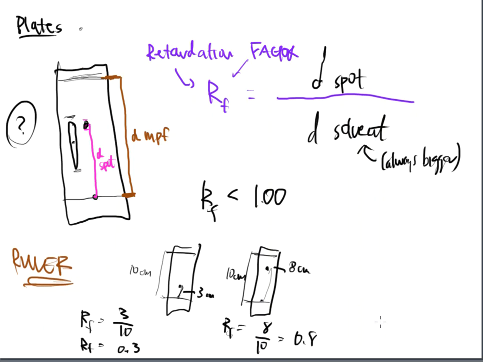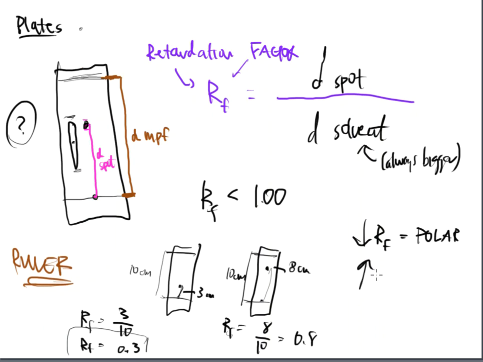So now I can relate RF numbers to polarity. The RFs that are lower, such as this one, if I have a very low RF, that means that my compound is probably polar.